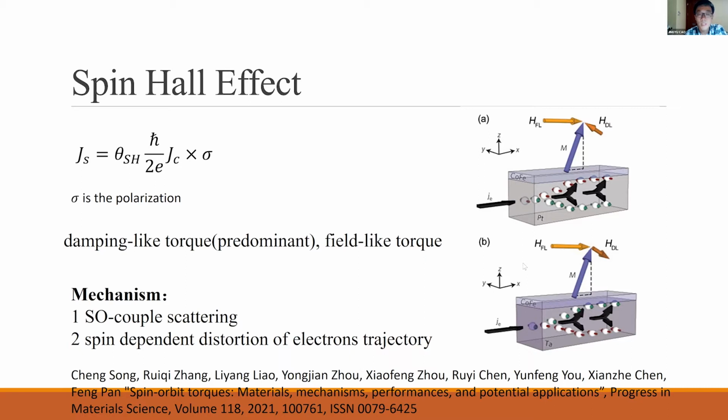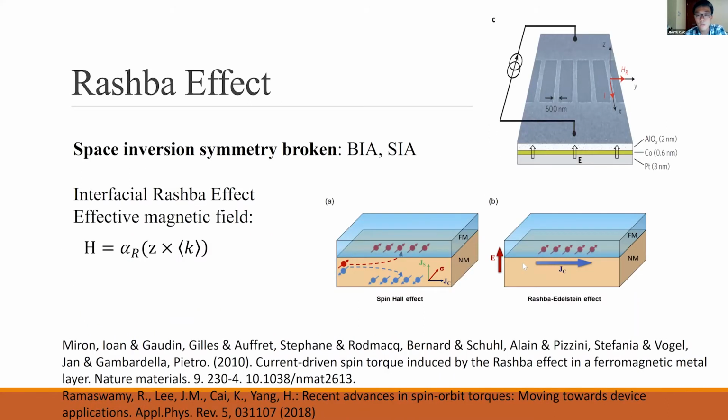Then another effect is the Rashba effect. It can be subdivided into the interfacial Rashba effect and the bulk Rashba effect. It is mainly caused by the breaking of space inversion symmetry. Two mechanisms can break the space inversion symmetry: the bulk inversion asymmetry, which is the BIA, and the structure inversion asymmetry, which is the SIA. We mainly talk about the interfacial Rashba effect.